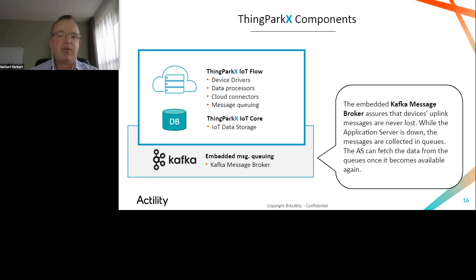What does it mean? It means that we have Kafka queues, and all messages before being delivered stay in a queue. So if the application server has a maintenance window, or the connectivity between ThinkPark and the external application server is broken, no messages will be lost. All messages will stay in the queue until the application server becomes available again and has a chance to consume those messages.